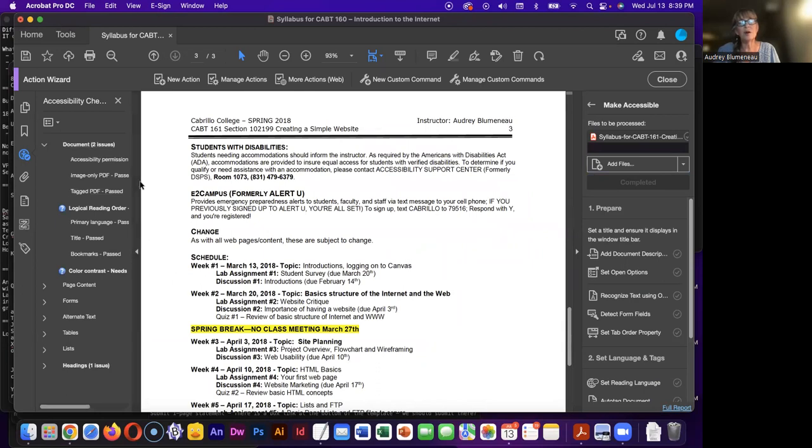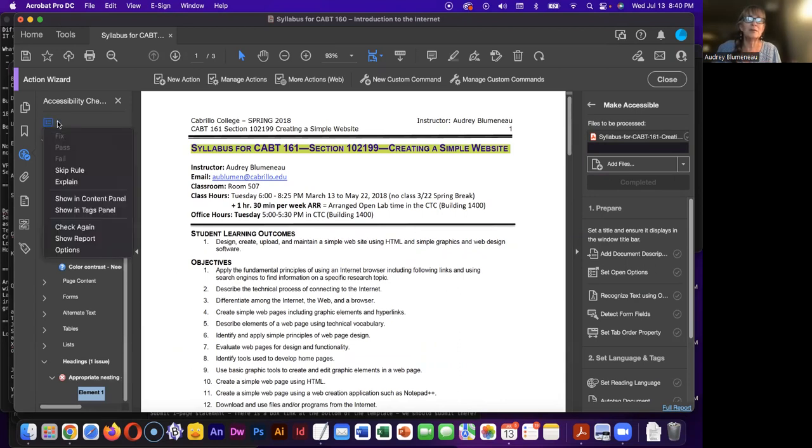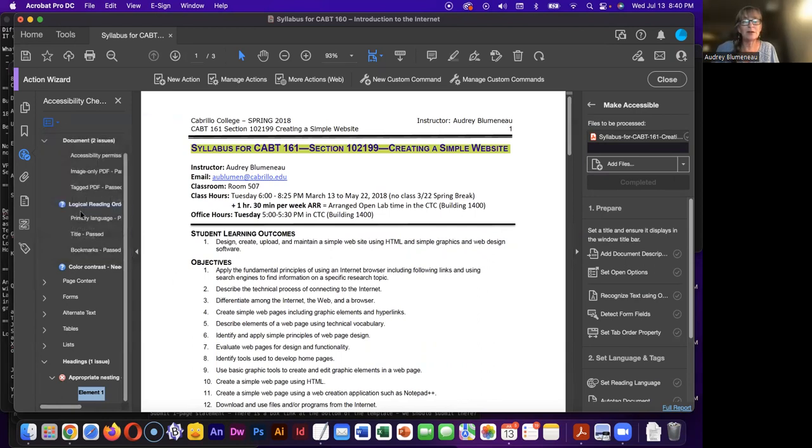Then it will pull together a whole list of things on the left-hand side. The two issues that will always be there are the logical reading order and the color contrast. These are things I have to check myself because it doesn't know. Then I see that it has an issue with a heading. Now I have to find out why it didn't like this element. I thought it was a heading one. Why isn't it? And this is where it gets complicated, because you have to go through this whole rigmarole to go to options or the tags panel to find out what's going on.